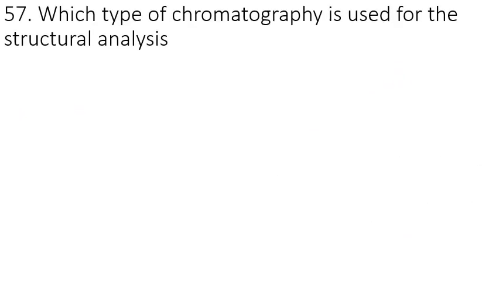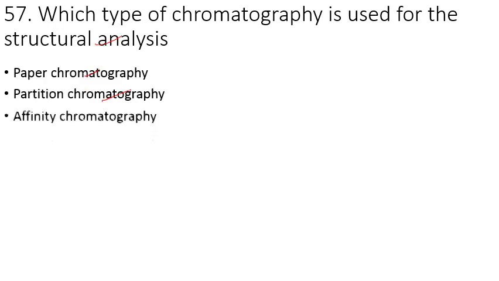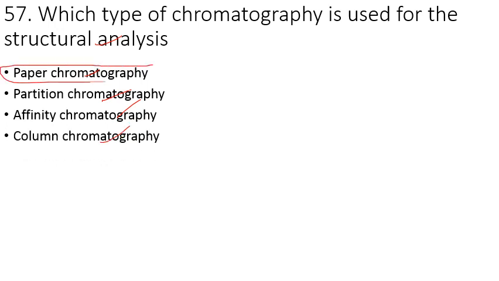The next question is, which type of chromatography is used for structure analysis? Our options are paper chromatography, partition chromatography, affinity chromatography, or column chromatography. So the right answer is paper chromatography.